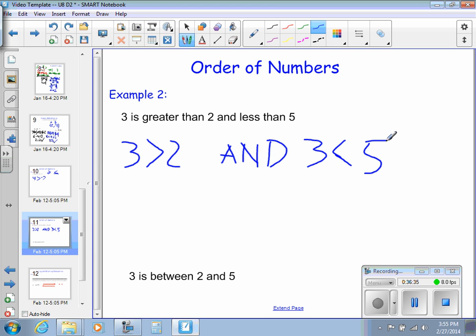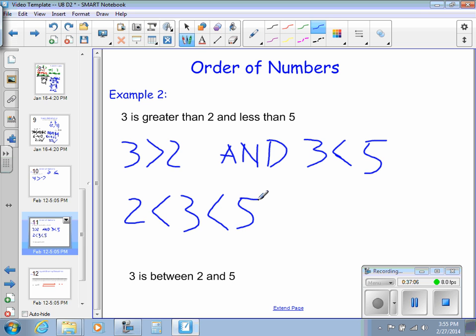Is there another, maybe more efficient and neater way we could write this? Yes, there is. 3 is in both of these. What if we put the 3 in the middle? If we did that, we could write 2. And now that 2, the smaller one, is on the left, we have to flip the inequality so it says less than. So 2 is less than 3, which is less than 5.